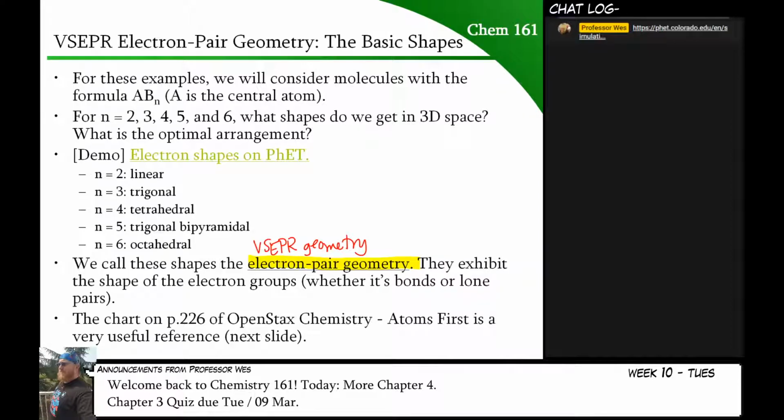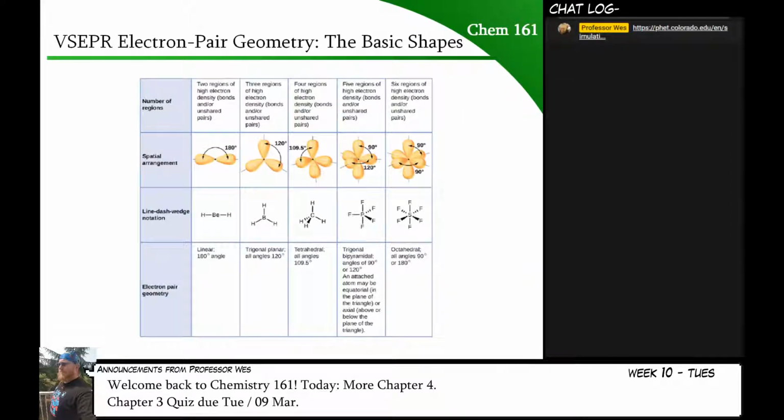Now, all of the possible VSEPR geometries or electron geometries are also shown on this page here. This is straight from your textbook on OpenStax. The reference is on the previous slide. So here's our electron pair geometry terms down here and the angles. You should know the angles because we're going to talk about the angles later. And then these are the shapes in both 3D with our orbitals and also 3D with our structures drawn as a Lewis structure.